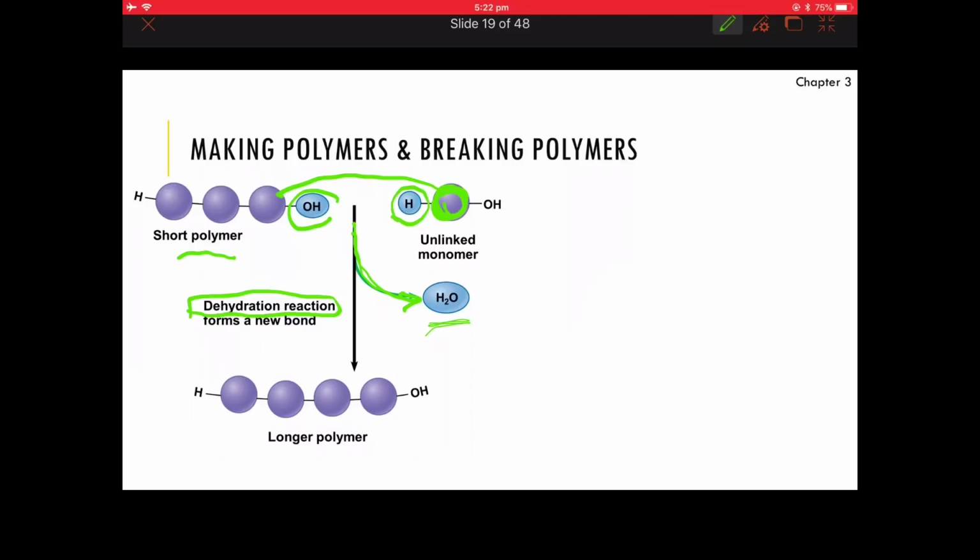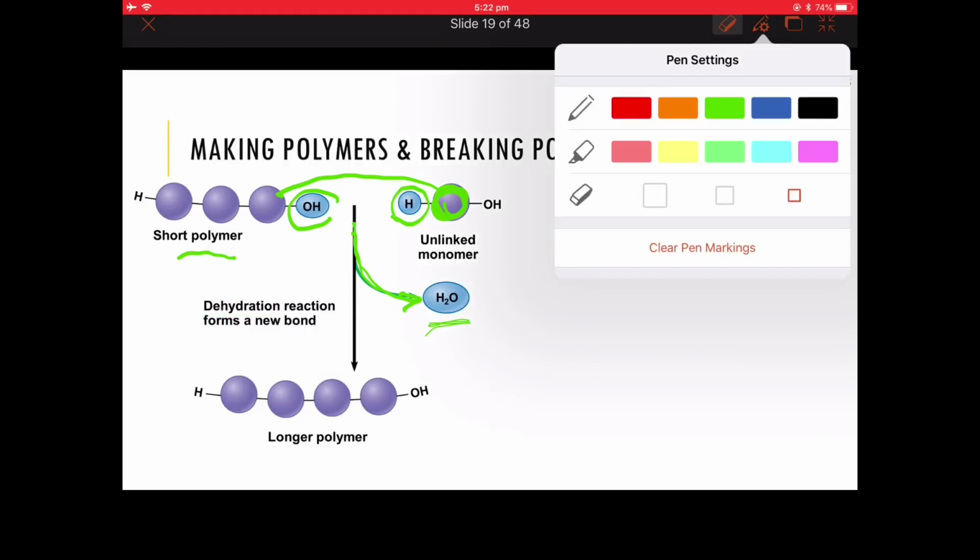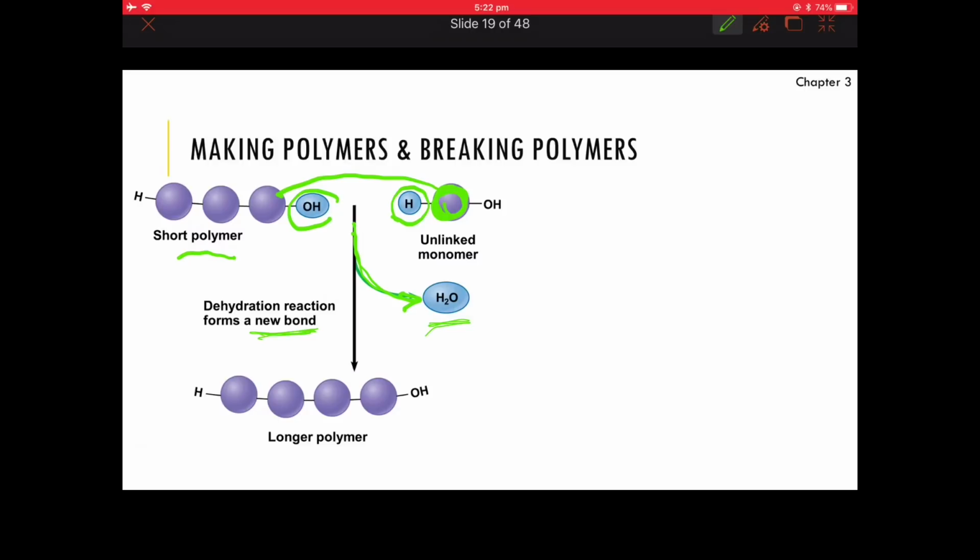When we lose water, this reaction is called a dehydration reaction. Dehydration reactions form new bonds. So a dehydration reaction creates this bond right here. So this bond has formed due to the dehydration reaction.